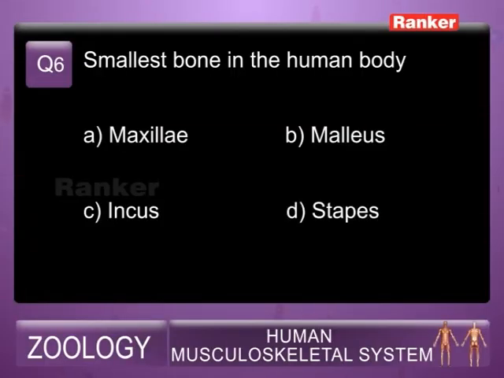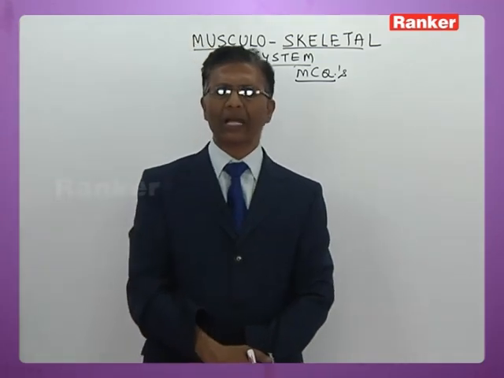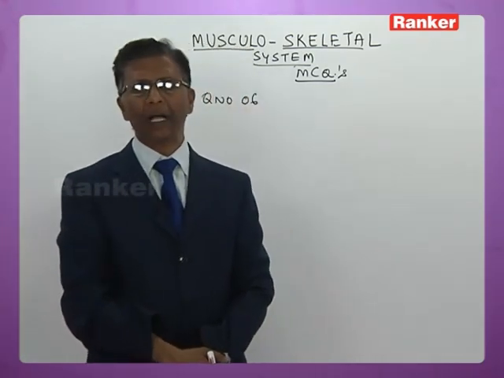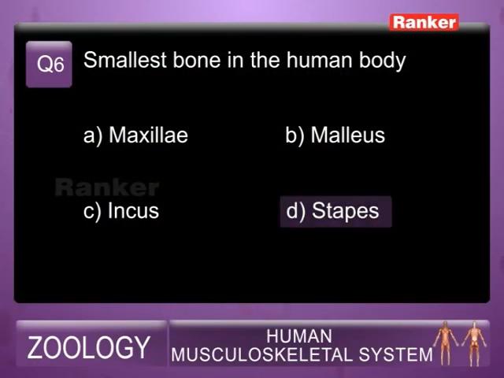Now sixth question is for you. The smallest bone in the human body: A maxilla, B malleus, C incus, D stapes. Remember, the smallest bone in the entire human skeleton is stapes that lies in the middle ear, and the longest bone is femur. So the answer is stapes, D.